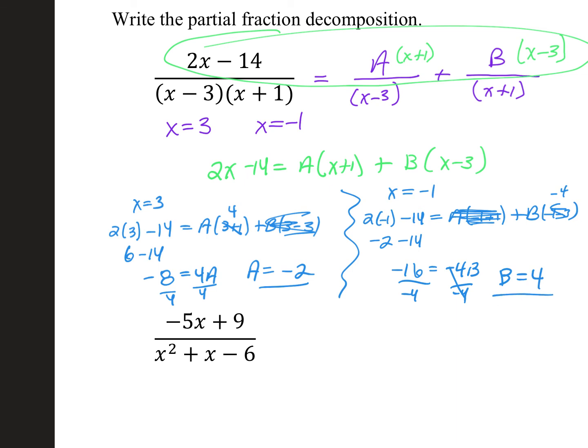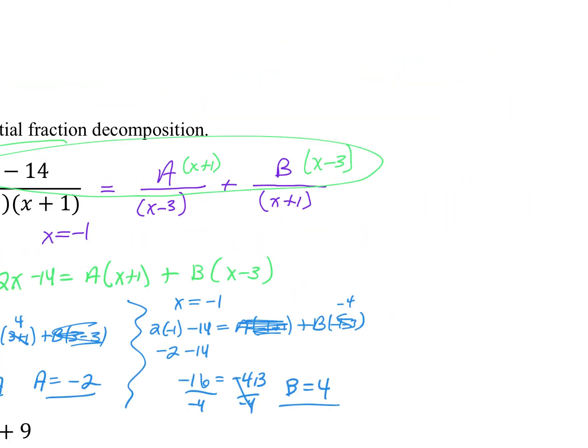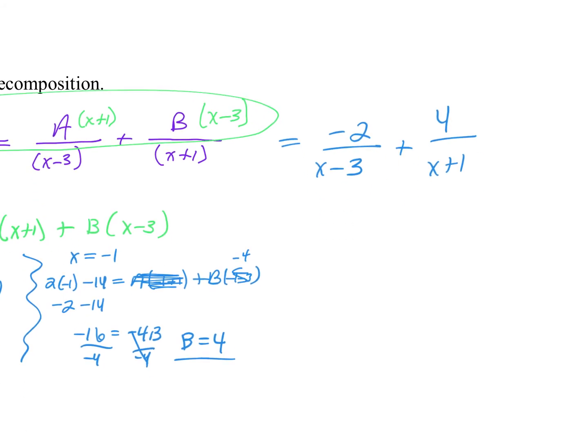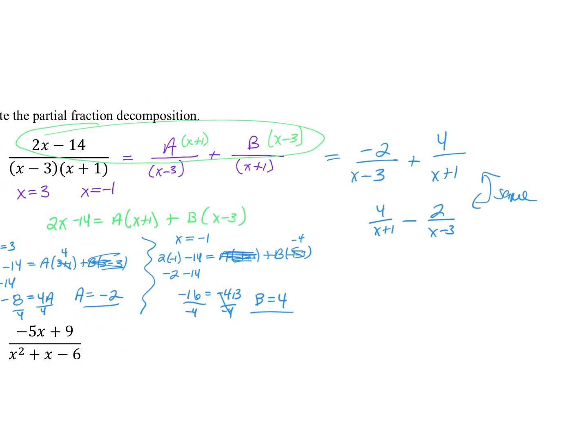Now we take those two values and we plug them back into our original. So instead of a, I'm going to write negative 2 over x minus 3 plus, instead of b, I'm going to write 4 over x plus 1. You could also write this, guys, as 4 over x plus 1 minus 2 over x minus 3. These are the same. Just as long as your signs are correct, like that 2 is negative. So if it's negative 2 plus, that's fine, or if it's something minus, that's fine. They're the same things. Questions? Everybody at home okay?